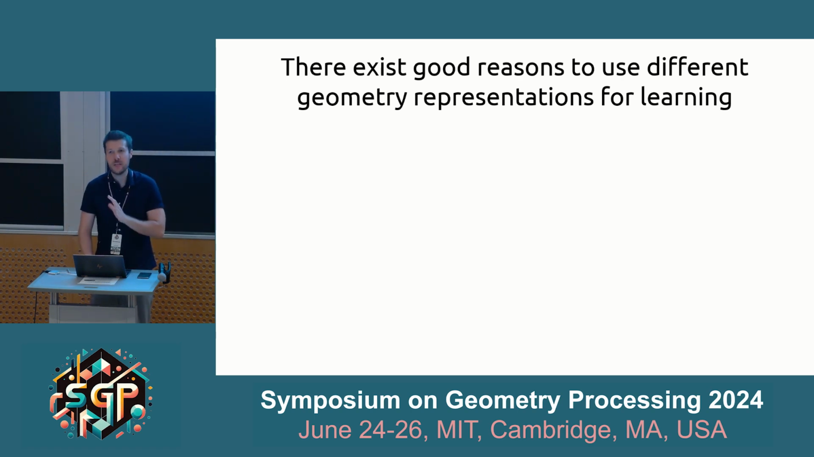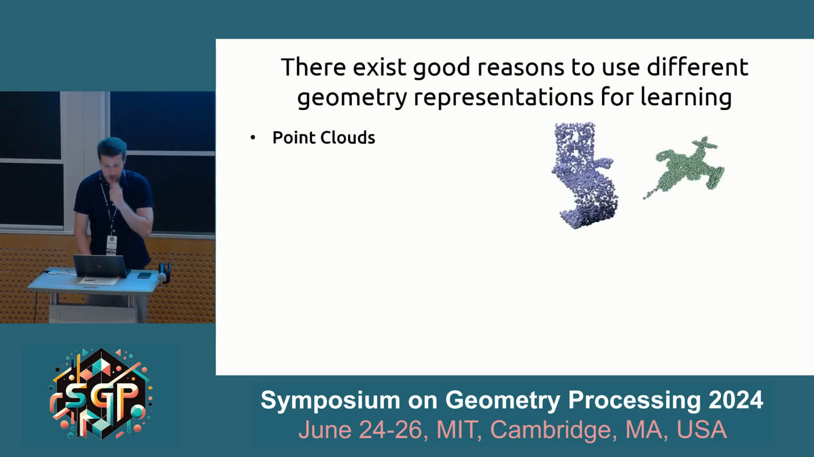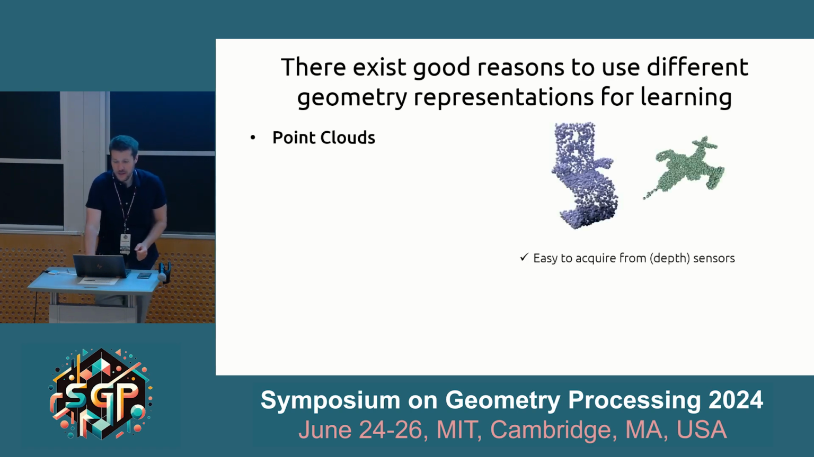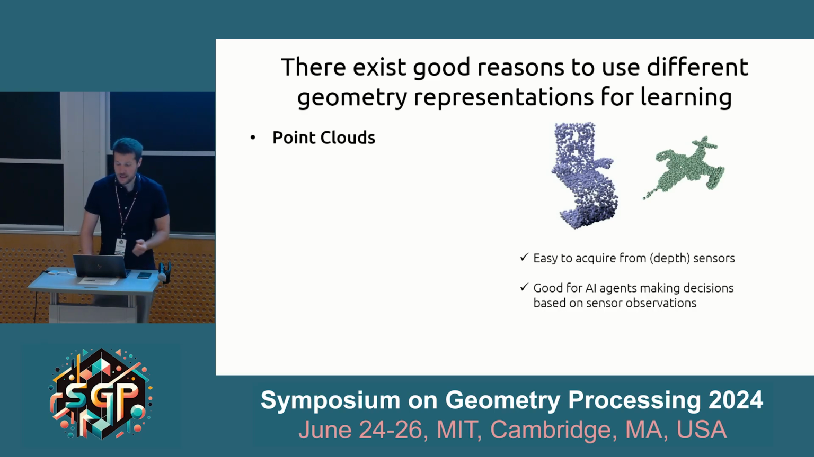So I'm going to go through most of the representations that we just came up with on the previous slide, and talk about why you might want to do learning with each representation. So point clouds, first of all. These are very easy to acquire. If I have some sort of sensor, perhaps a depth sensor, it's easy to get these from the real world compared to other kinds of representations. And so if I'm in a field like vision or robotics, I have some sort of autonomous agent that's supposed to make decisions based on what it's observing.